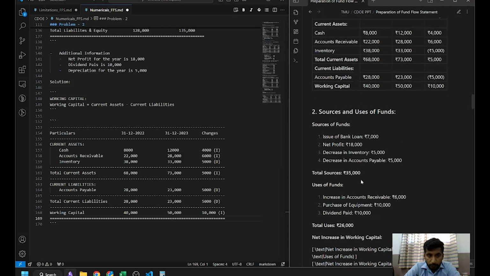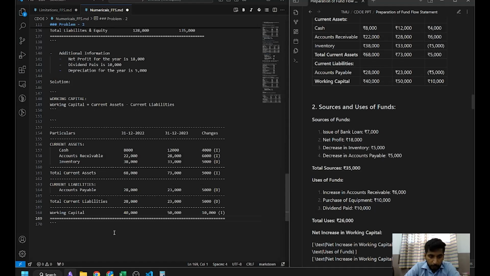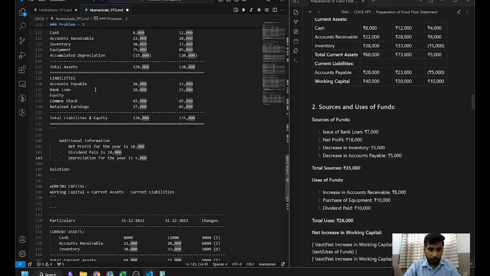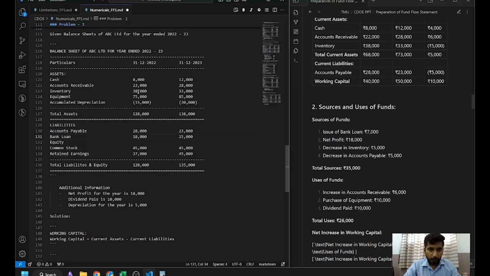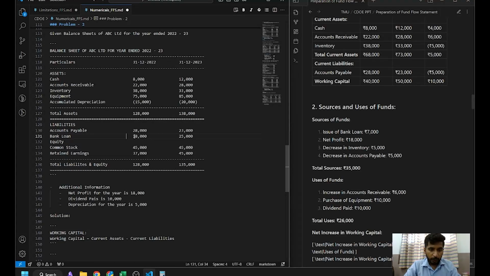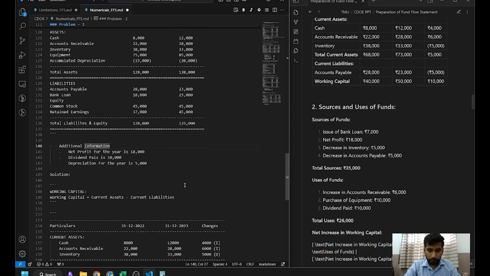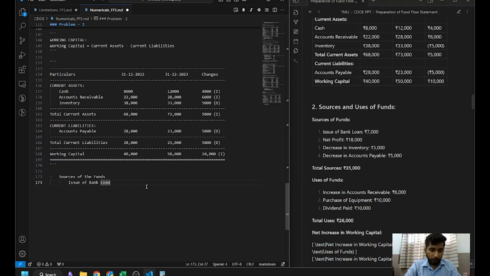Then the second thing we'll talk about is the sources of the funds. Number one source is the issue of bank loan. Let us check the balance sheet. The balance sheet shows that for the year 2022 and 23, the bank loan was 18,000 and 23,000. That means the bank loan increased by 7,000.